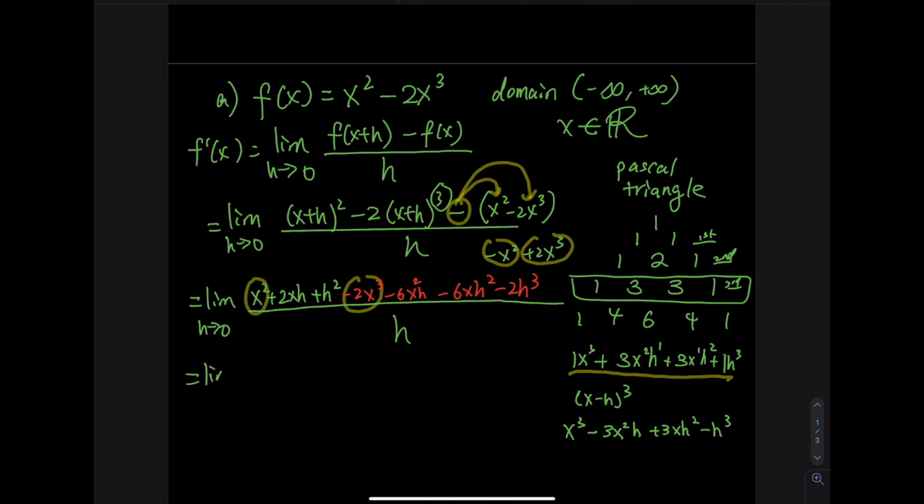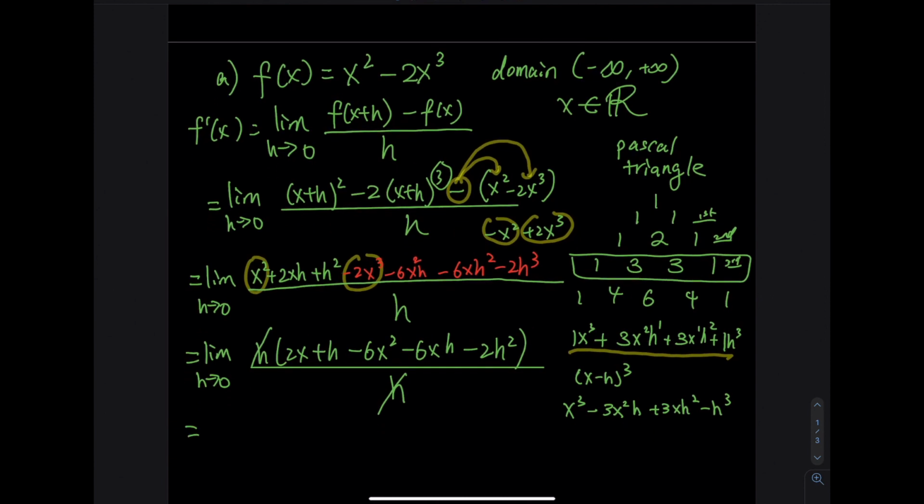So we have limit as h goes to 0. So you factor out an h. We have 2x plus h minus 6x squared minus 6xh and then minus 2h squared. I don't care what's in the parentheses. As long as you are able to get rid of the h in the denominator, you will be okay. So this one, we get rid of the h. And then now we are safe to plug in the 0. So once you plug in the 0, all the h becomes 0. So you have a 2x minus 6x squared. This is equal to f prime of x.